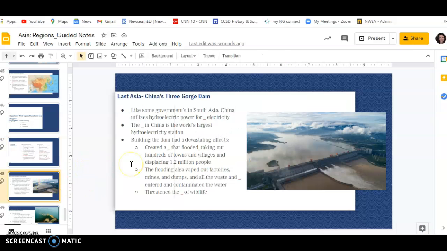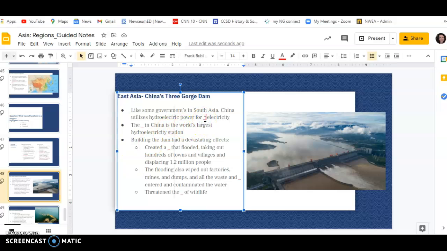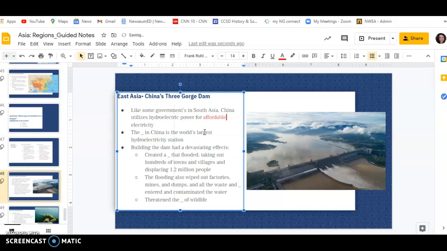Now, we mentioned in South Asia how certain countries are looking to use hydroelectric energy. So like some of those governments, China utilizes, they actually do use hydroelectric power for electricity, and specifically for affordable electricity. The Three Gorges Dam in China is the world's largest hydroelectricity station.